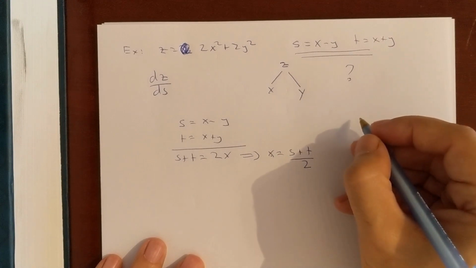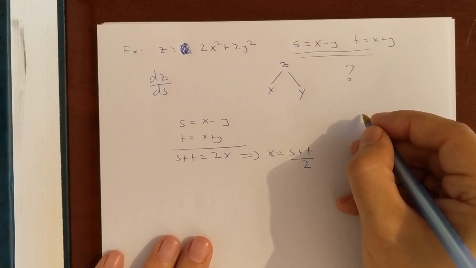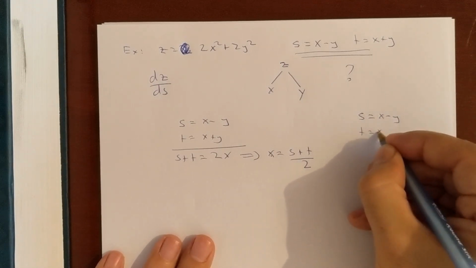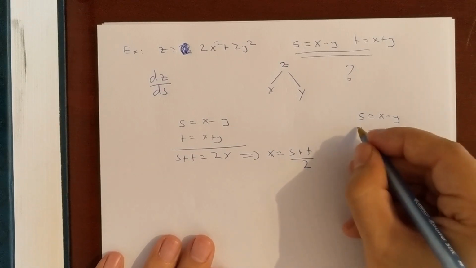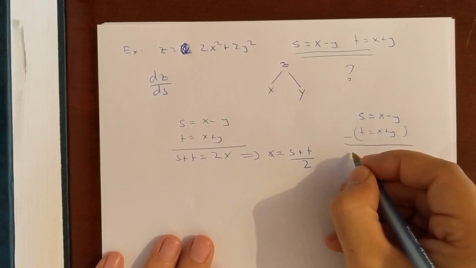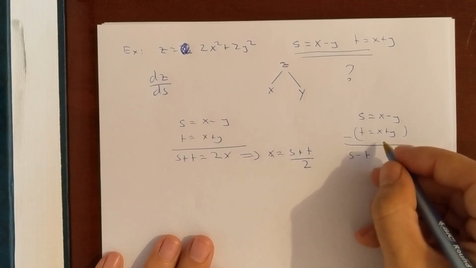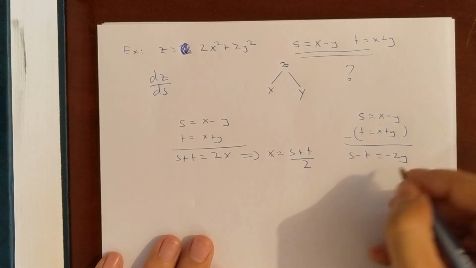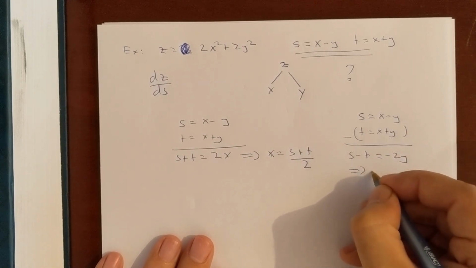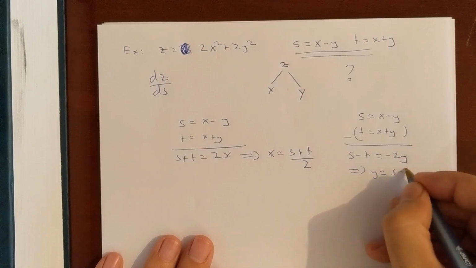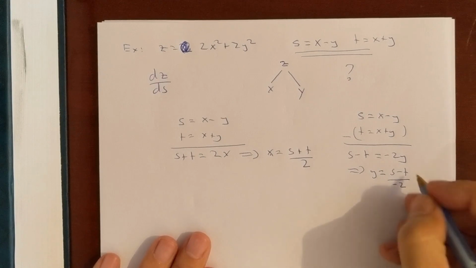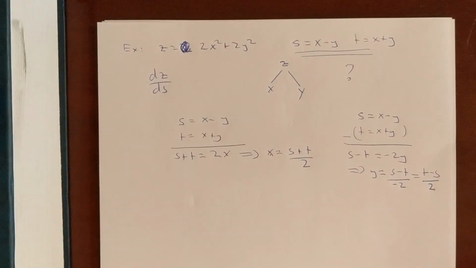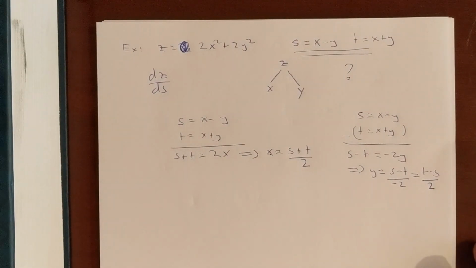And similarly, if I subtract them, s is equal to x minus y, t is equal to x plus y, and now we subtract the second equation. We would get s minus t is equal to, well, this time x is going to cancel, we get minus 2y. So from here, y is equal to s minus t over minus 2. Or let's just make it nice, I can just switch these around: t minus s over 2. Okay, so now this is nice.